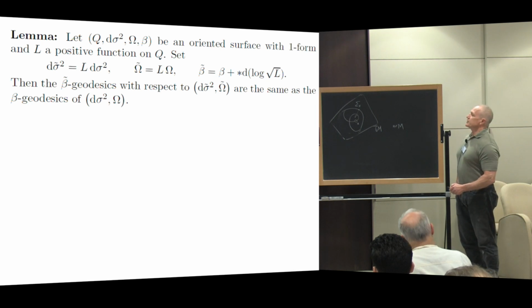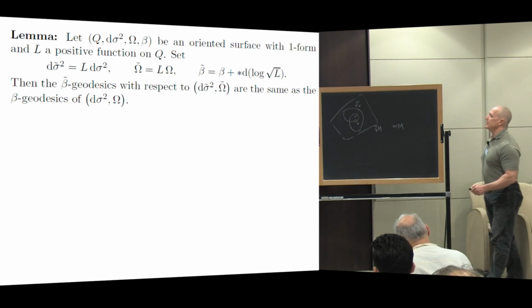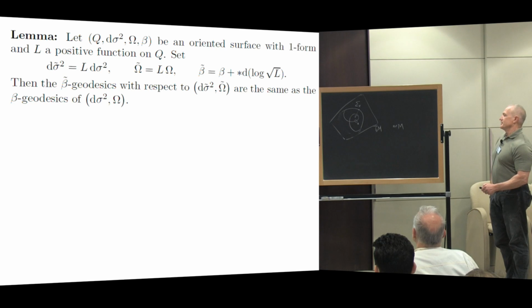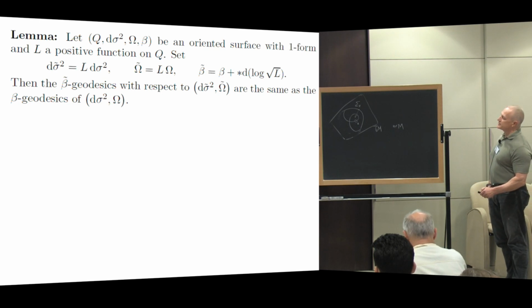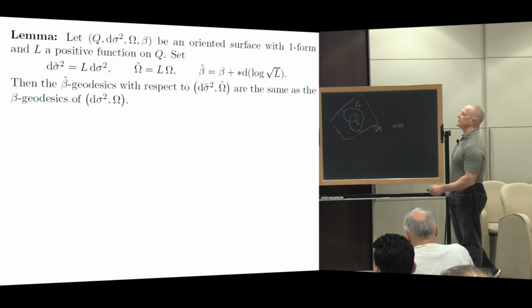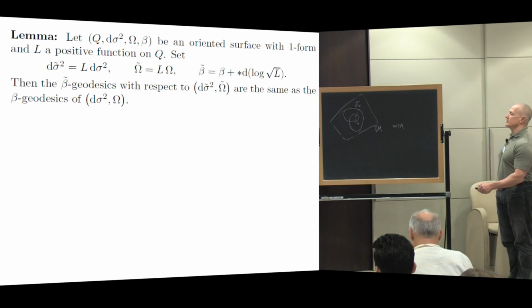Which is that if you take an oriented surface with a one form and a positive function on Q, you can always perturb it by scaling the area form by L, and take beta and add the Hodge dual of d of the log of the square root of L, to get a beta tilde. Then it turns out that the beta tilde geodesics with respect to this are the same as the beta geodesics of this. So this is a transformation of the data that doesn't change what the beta geodesics are.